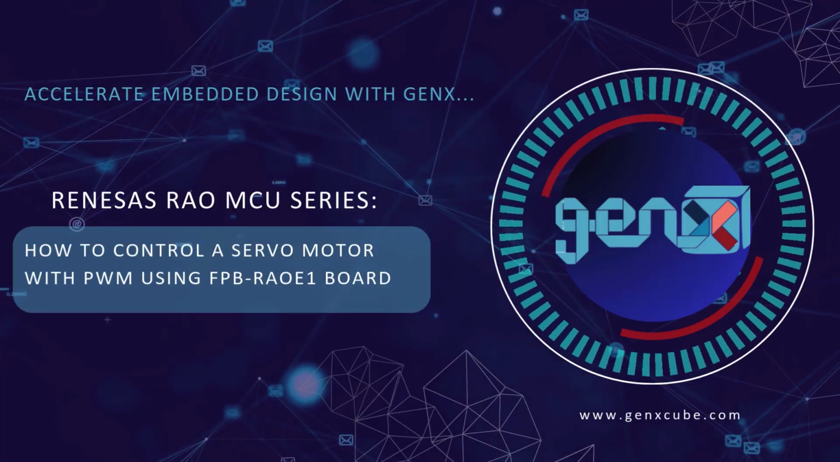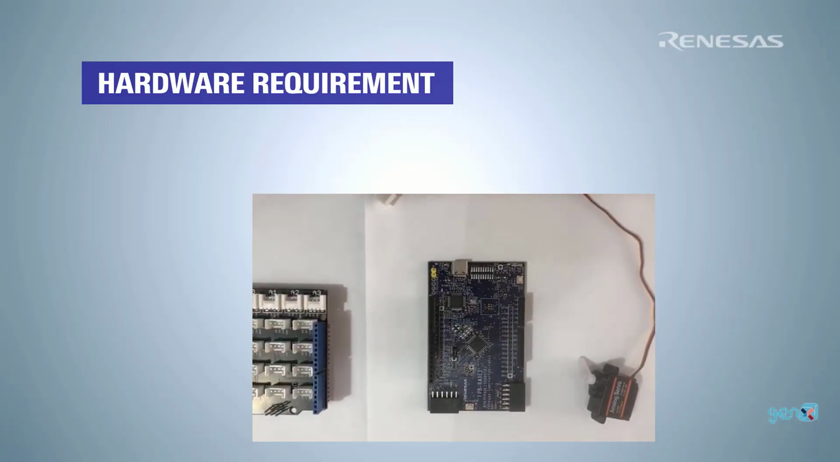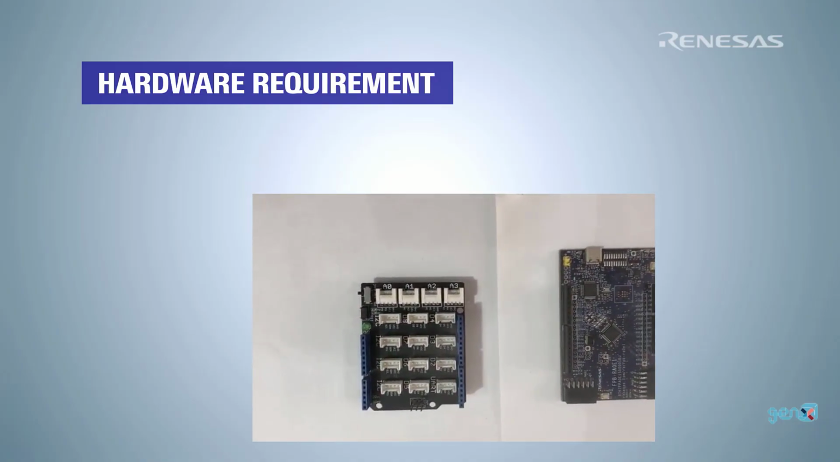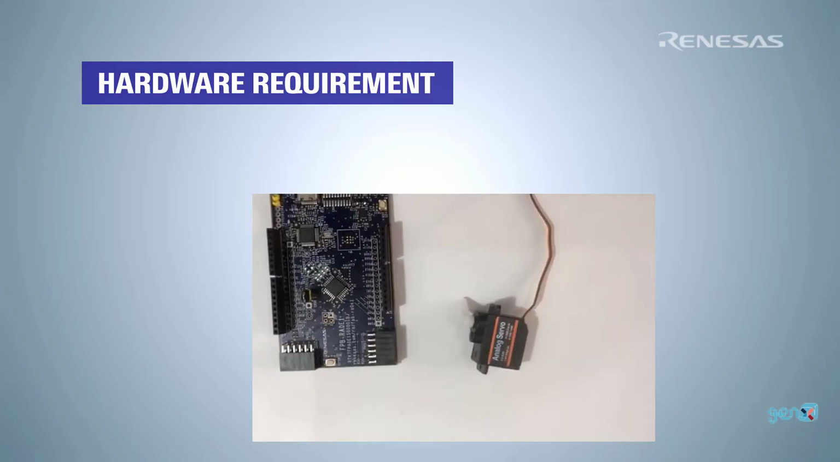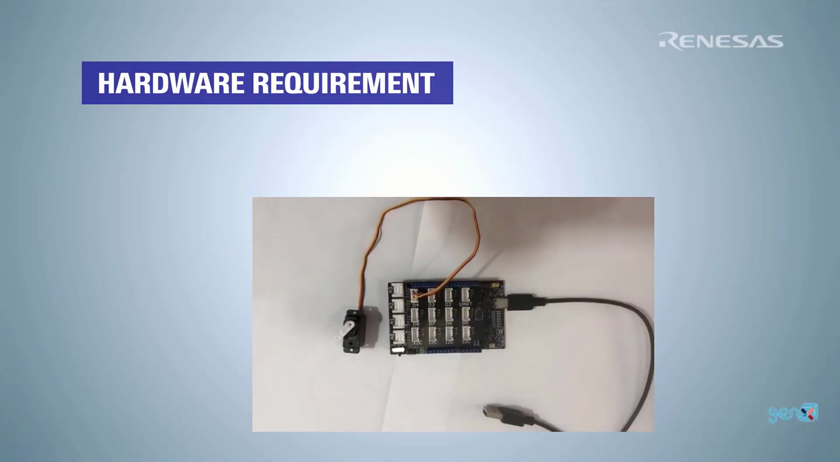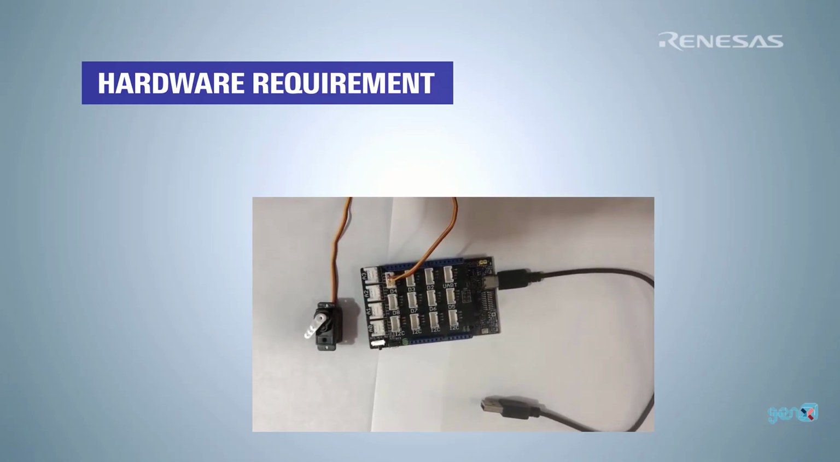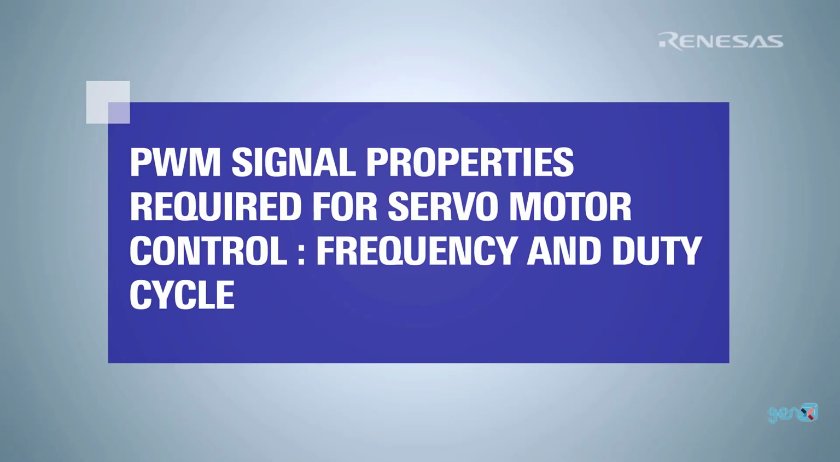In this project, I will demonstrate how to control a servo motor using PWM signal. For this project, I am using FPB-RA0E1 board, Grove-based shield for Arduino interface, and a servo motor. Now you can connect Grove-based shield on FPB-RA0E1 board. Now connect servo motor on D4 JST connector.